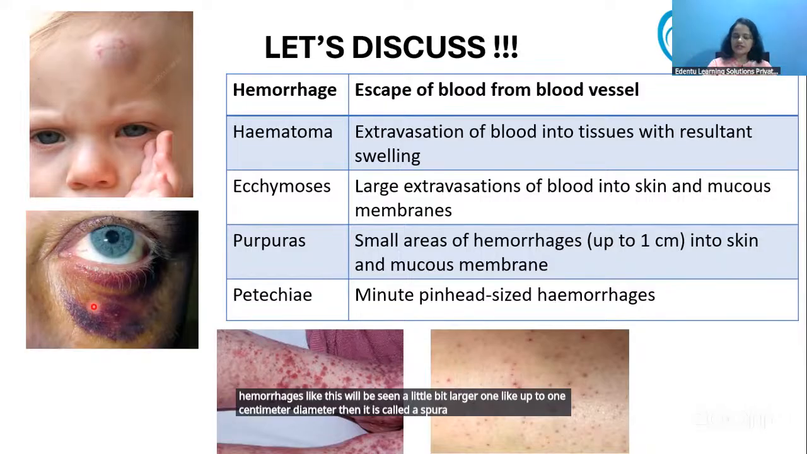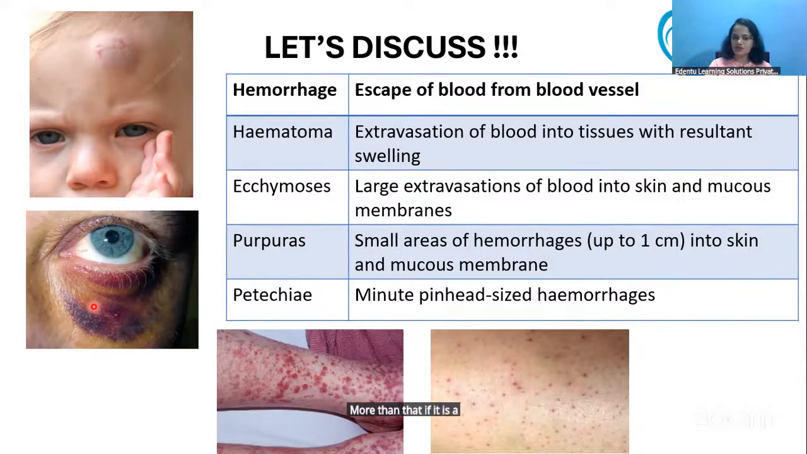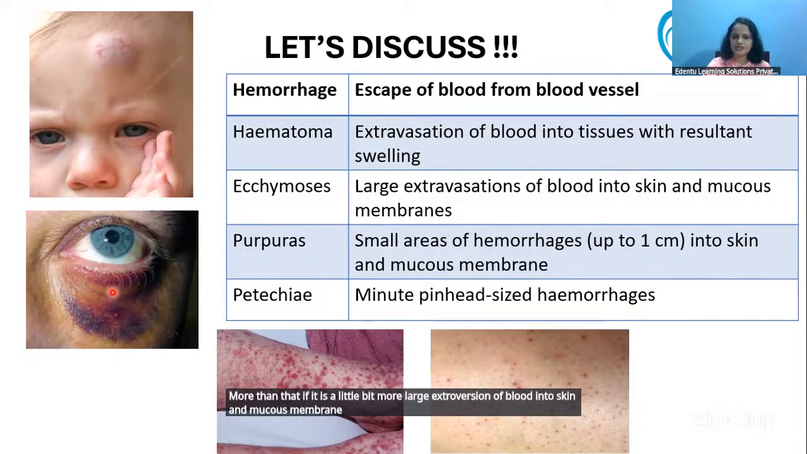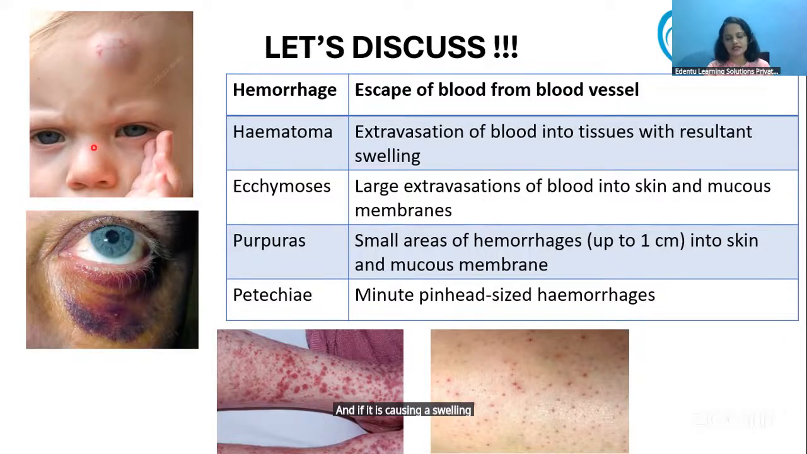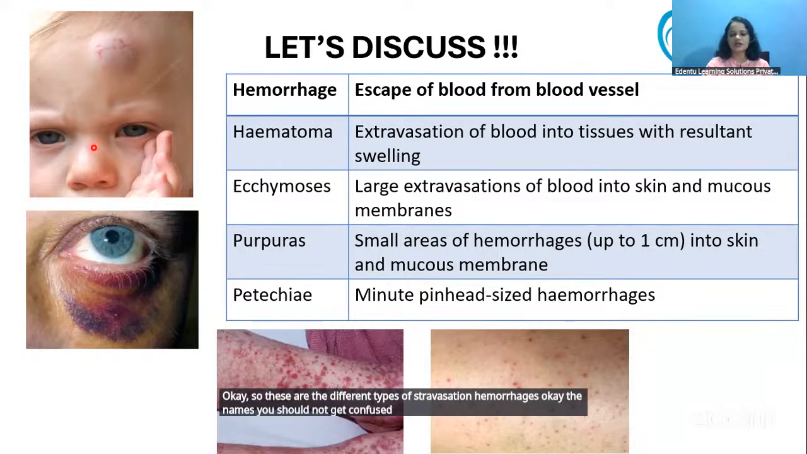More than that, if it is a larger extravasation of blood into skin and mucous membrane, then it is called ecchymosis. And if it is causing a swelling like this, then it is called a hematoma. Okay, so these are the different types of extravasation hemorrhages. You should not get confused with these names. These are really important.